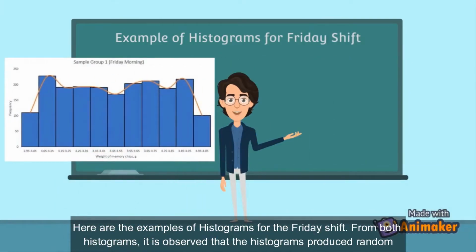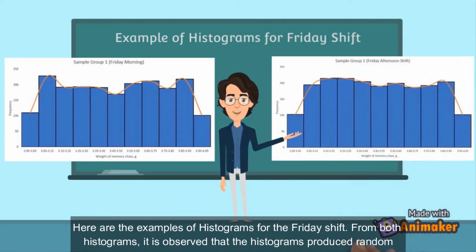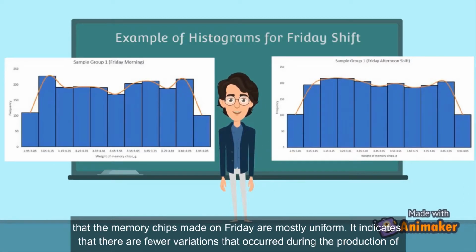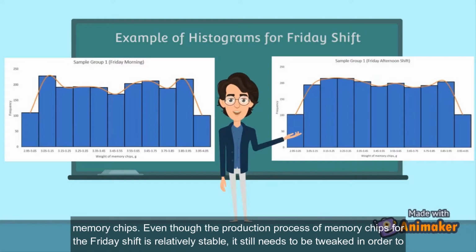From both histograms, it is observed that the histograms produced random distribution. Random distribution means that the histogram lacks an apparent pattern and has several peaks. Overall, both histograms show that the memory chips made on Friday are mostly uniform. It indicates that there are fewer variations that occurred during the production of memory chips.